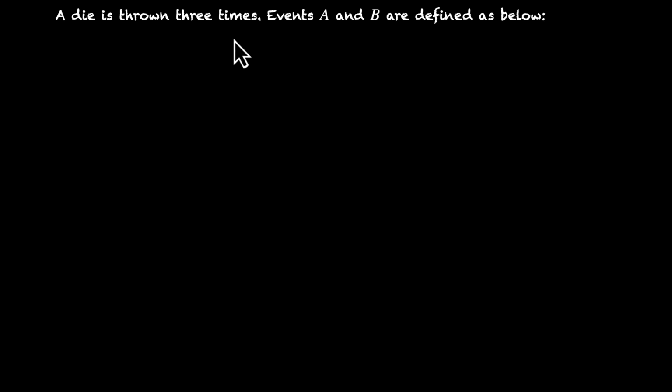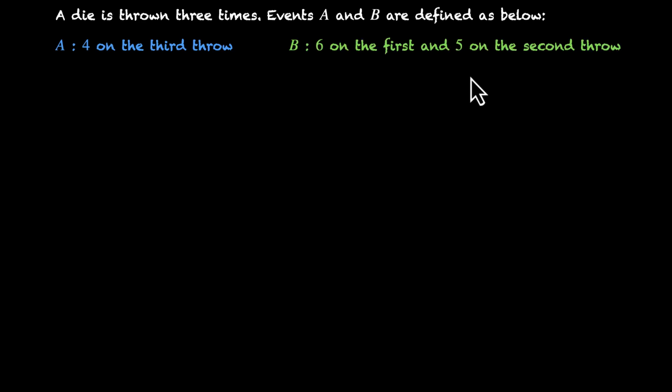A die is thrown 3 times. Events A and B are defined as below. A is 4 on the third throw and B is 6 on the first and 5 on the second throw. Find probability of A given B, which means we need to find the probability that we get a 4 on the third throw given that we have a 6 on the first and 5 on the second throw.